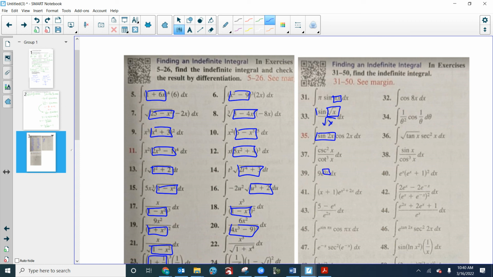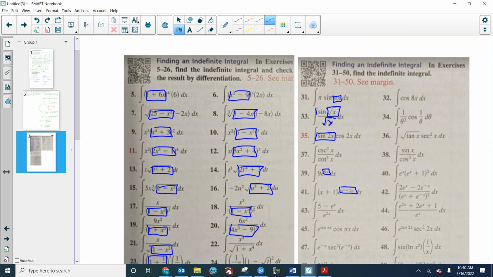9x. Next one. Can you guys read that? X squared plus 2x. What's the derivative? 2x plus 2. It's not quite right, but a 2x plus 2 is the same as 2 times an x plus 1. I can adjust for that too.